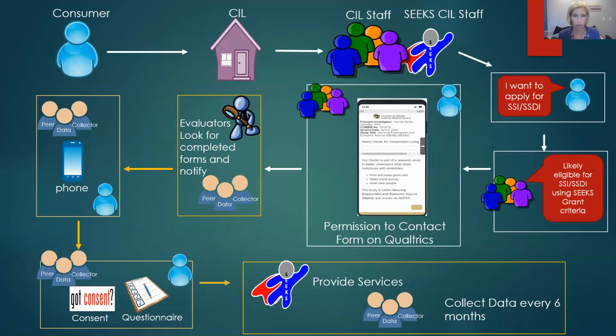You'll remember this from enrollment, right? A consumer comes into the SIL, they talk to the staff, and they say, I want to apply for SSI or SSDI. You determine they're likely eligible, and then we begin the enrollment into the SEEKS process. I'm not going to go over that, but there are a couple of things I want to stress in how we communicate with the participants.